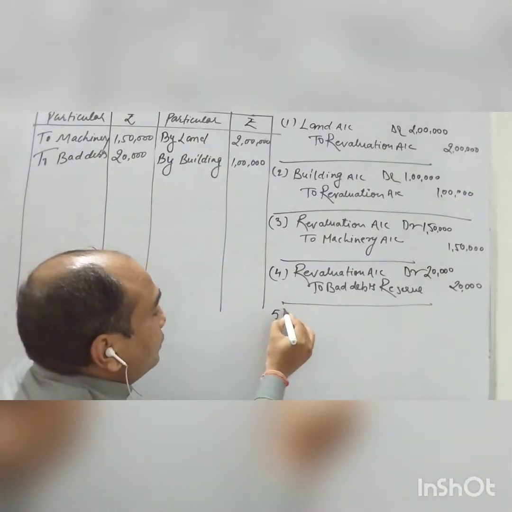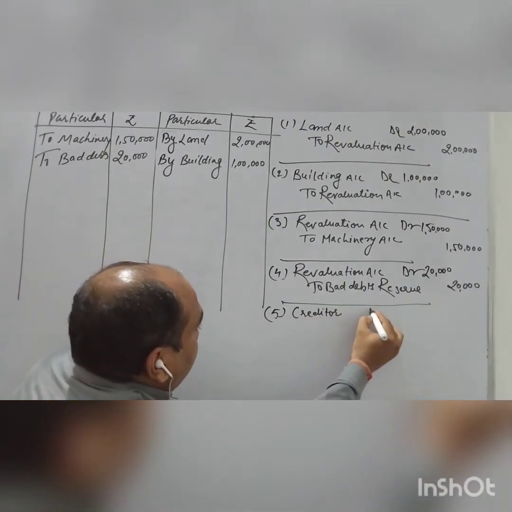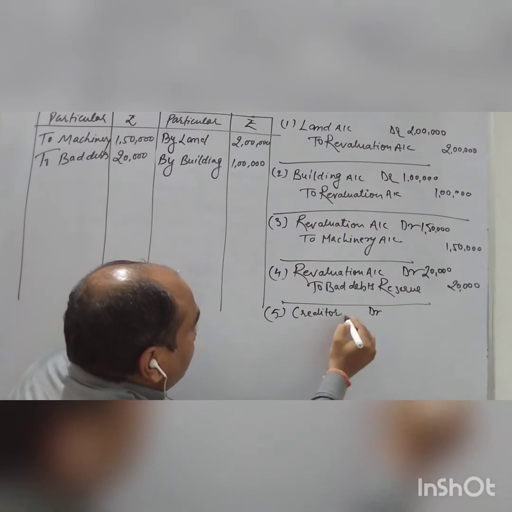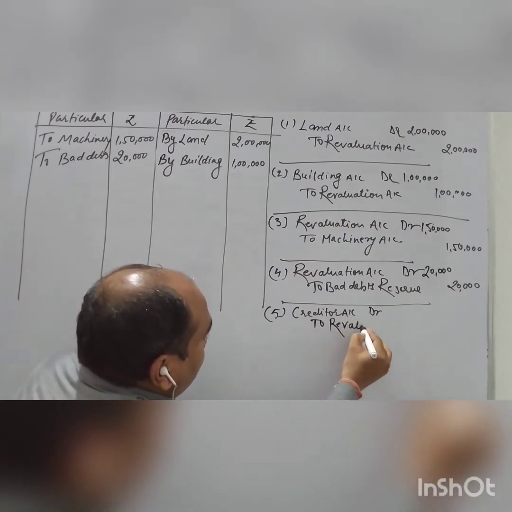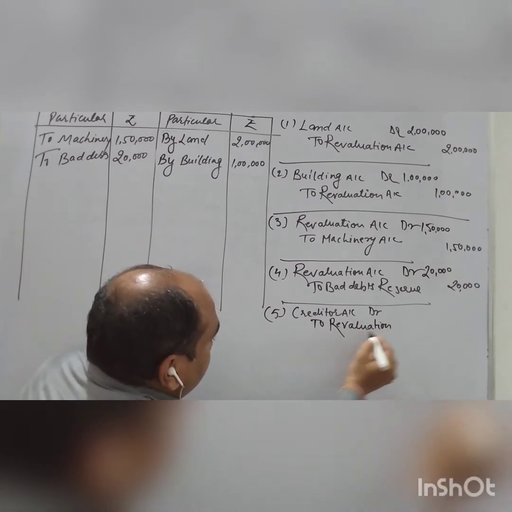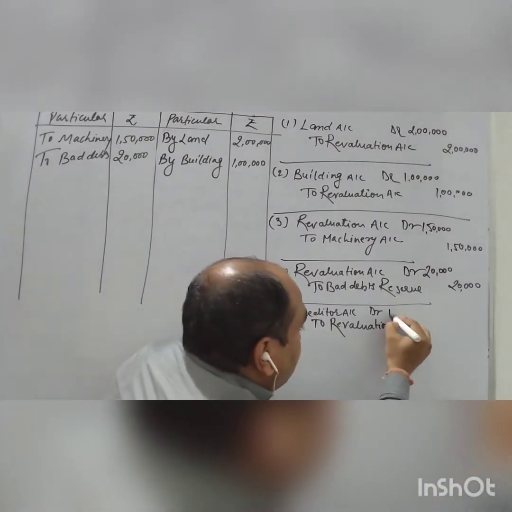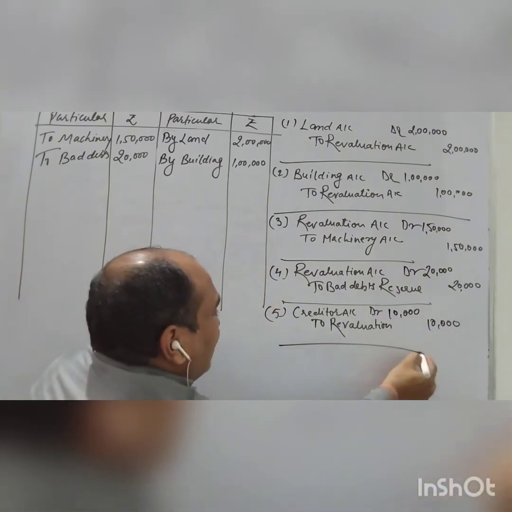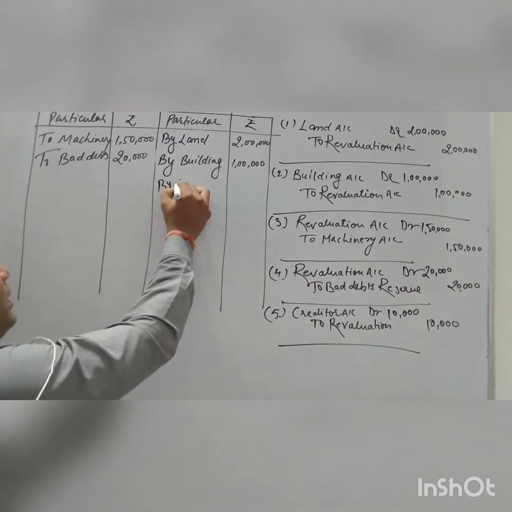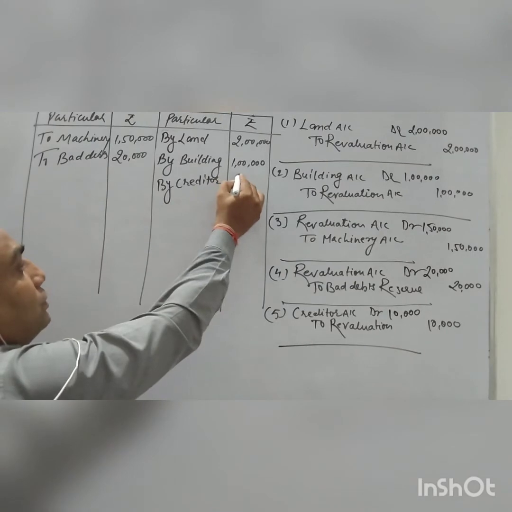So profit will be credit and the creditor debit. So here you can see creditor debit to revaluation. How much is this value? Value is 10,000. Okay. So now you can see the revaluation is credit side. So our creditor will be posted over here, 10,000. Right.